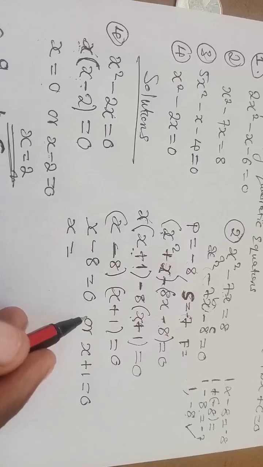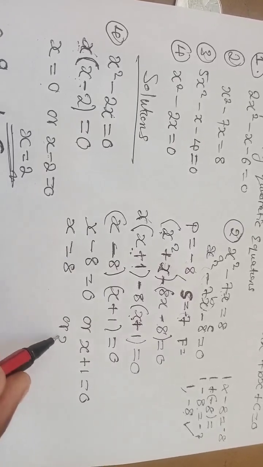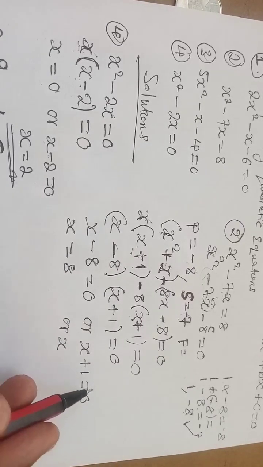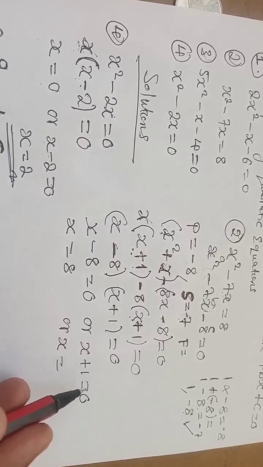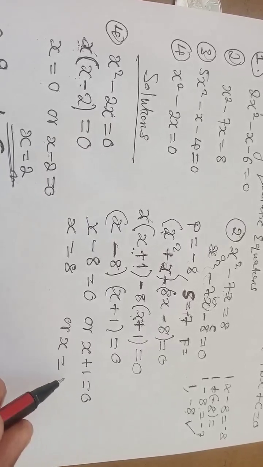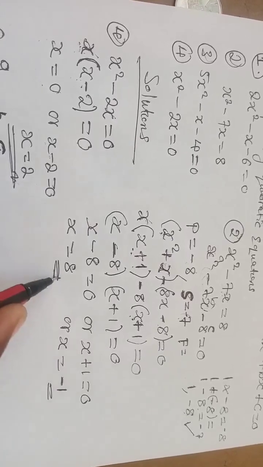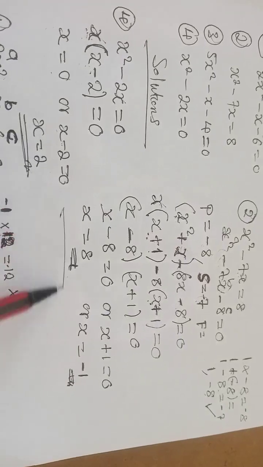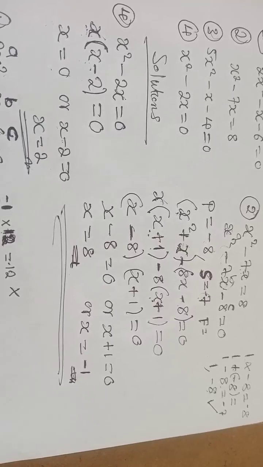So 0 plus 8 is just 8. Okay, or x, when this one comes this side, it will be what? It will be negative 1. Then 0 plus negative 1, it is actually negative 1, like that. So these are the two possible answers that you are supposed to find. All right.